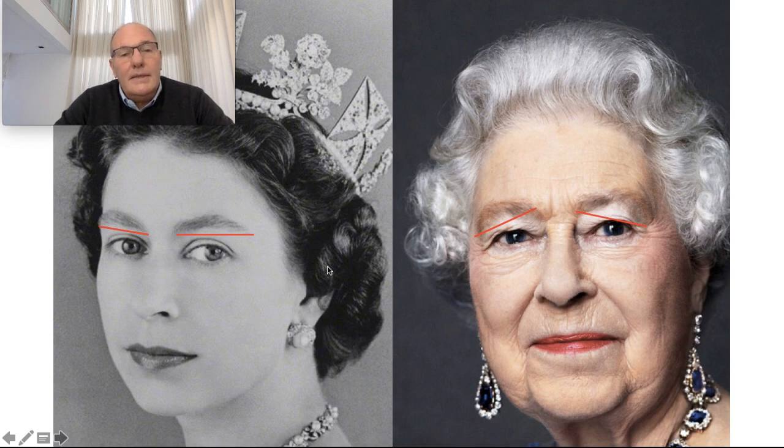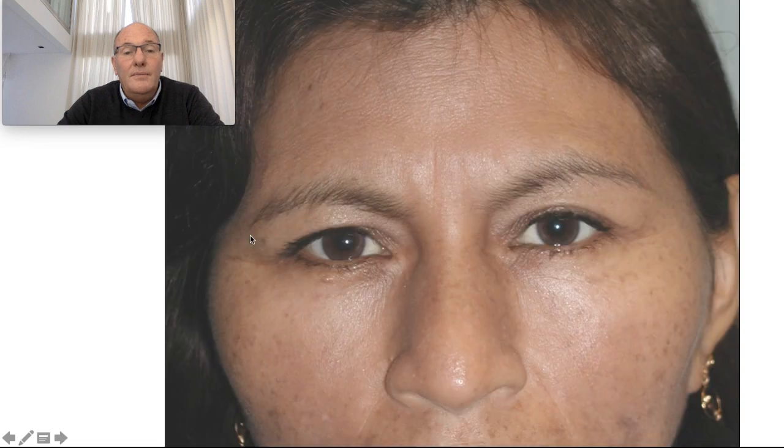I always say that the aging process is more related to the dropping of the tail of the eyebrow than the flaccidity of the skin of the upper eyelid. Here we can see clearly that this patient has almost no excess skin of the upper eyelid. All this is skin from the eyebrow that was dropping. Here is the tail now, and here was the tail when it was young.